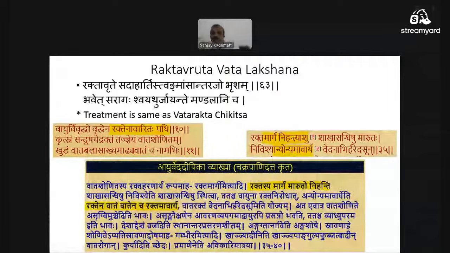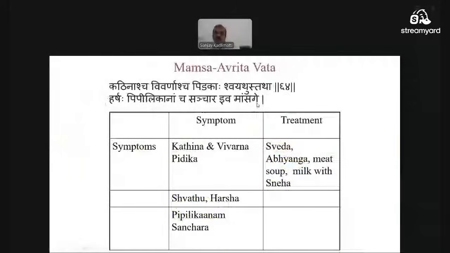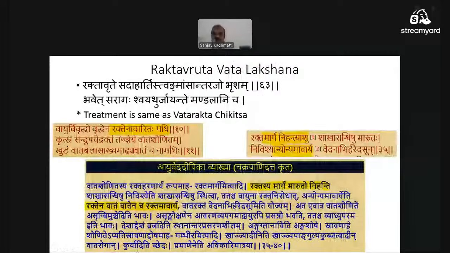That is why the second line: Nivishtah Anyonyam Avarya Vedanabhir Haret Asun. It is such a deadly disease that if the Anyonya Avarana is not managed properly, the Vedana may kill the patient. Vedanabhir Haret Asun. So, the only disease with Anyonya Avarana is Vatarakta. Look at the commentary of Chakrapani on Rakta Margam Nihantyashu: Raktasya Margam Maruto Niyanti. The Rakta Marga is obstructed by Vayu.